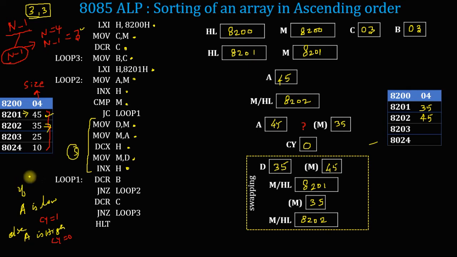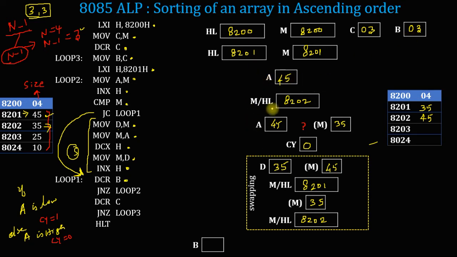Okay, so if the accumulator value is high, do the swapping operation, or otherwise don't do it. Just jump out of this swapping operation. This is what we represented in our program. Now the next instruction, decrement B, will be executed. B has the comparison number.